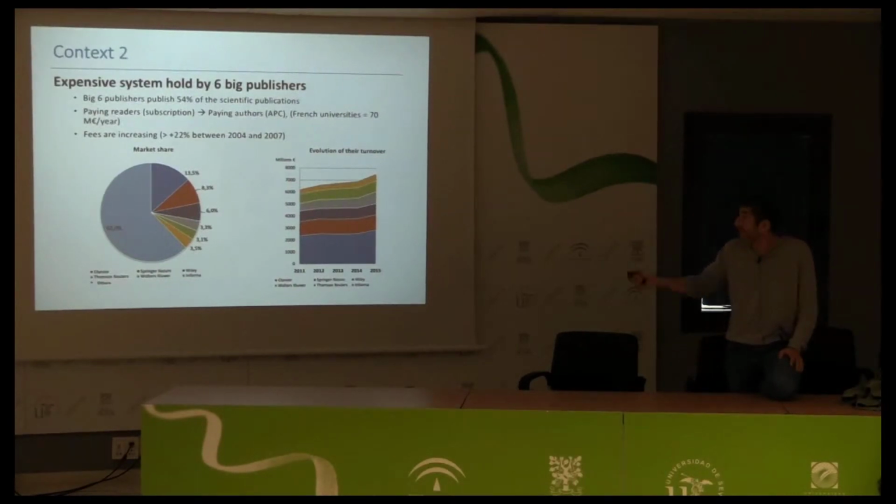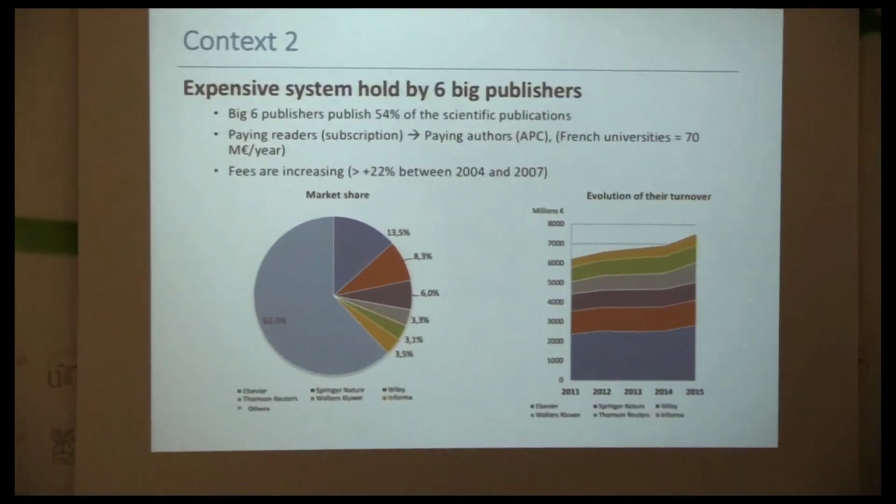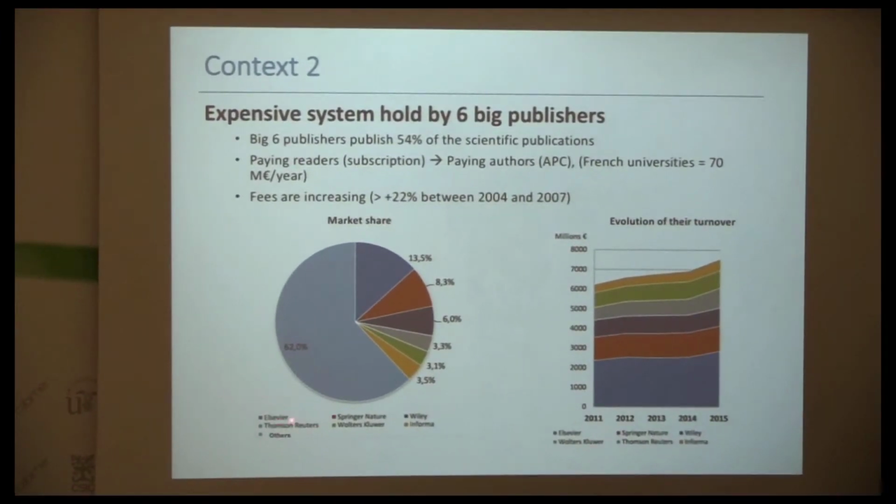The publication system is quite expensive and it is owned by 6 big publishers. I guess you all know Elsevier, Springer Nature, Wiley. There is also Thomson Reuters, Kluwer, and Informa. If you take the 6 big publishers, they hold 38% of the market, and they publish more than 50% of the scientific publications.